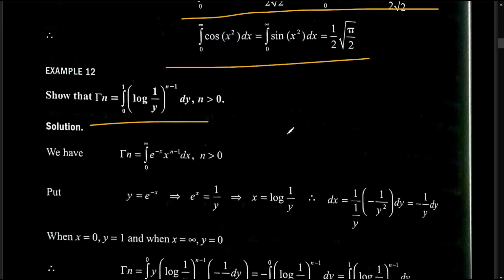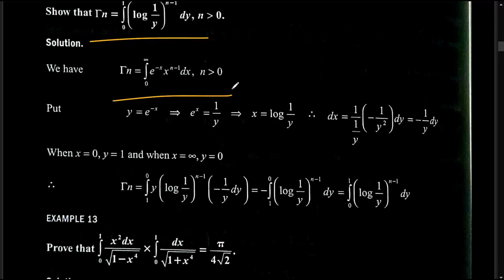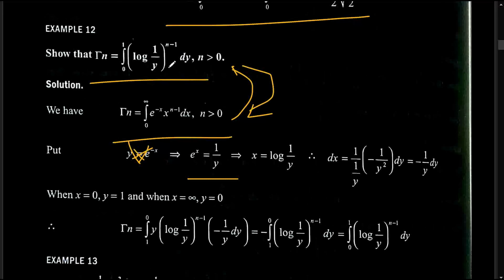So what we can do, just think of what we can substitute to make it. We know that the gamma function is equal to this and we have to change it into this, or this we have to change it into this. So now put y is equal to e to the power minus x. If you put that, e to the power x is equal to 1 by y. So now if the e goes to the right side, then x is equal to log of 1 by y. So that's why we got this.